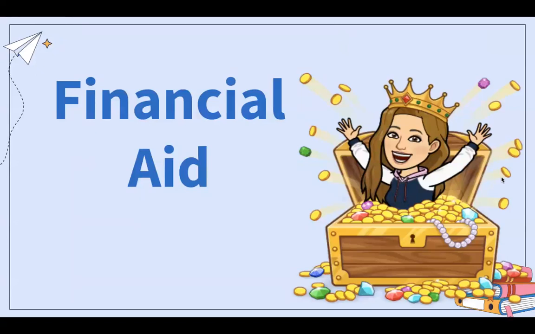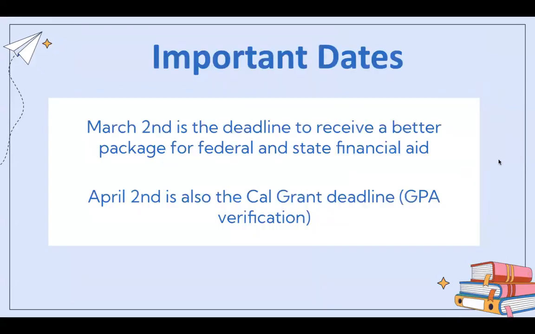Now let's share a little bit about financial aid. Some important dates to keep in mind. This year, financial aid applications are changing. The application is to be open at the end of December 2023. The application is due April 2nd, 2024. However, we still encourage students to turn in their financial aid applications by March 2nd in order to receive a better package for both federal and state financial aid.